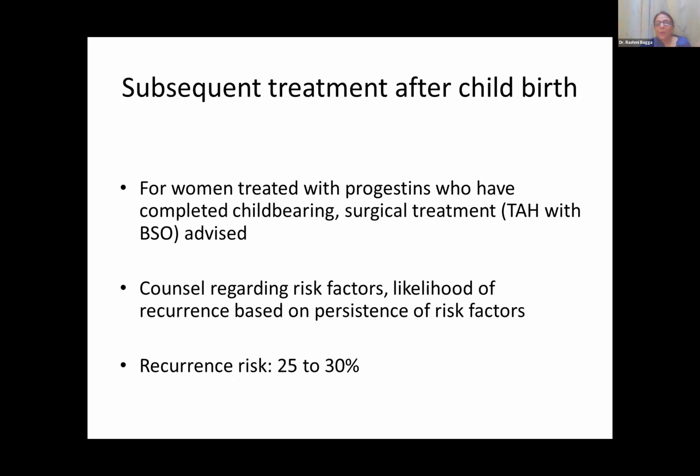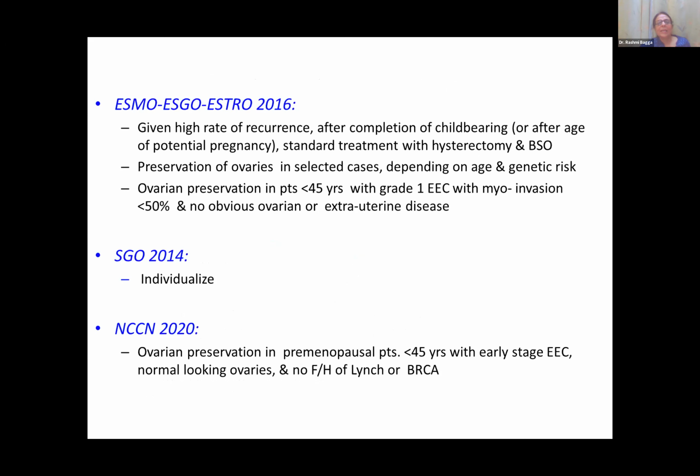So subsequent treatment after childbirth or after the age of childbearing is over is total hysterectomy with BSO. This is advised because of a high recurrence risk of 25 to 30%. And the ESMO guidelines, the SGO 2014 and NCCN all recommend this.